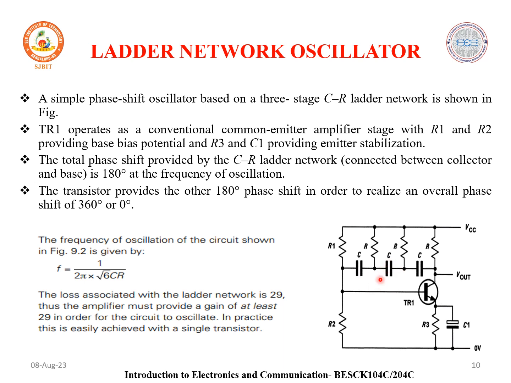So you can observe in the figure, we are going to apply only the VCC supply. We are not giving any input here. We are only using R1 and R2 for biasing the transistor. Three pairs of RC network we are going to use. Then we are going to take the output at the collector point. R3 and C1 we are going to use to stabilize the emitter part.